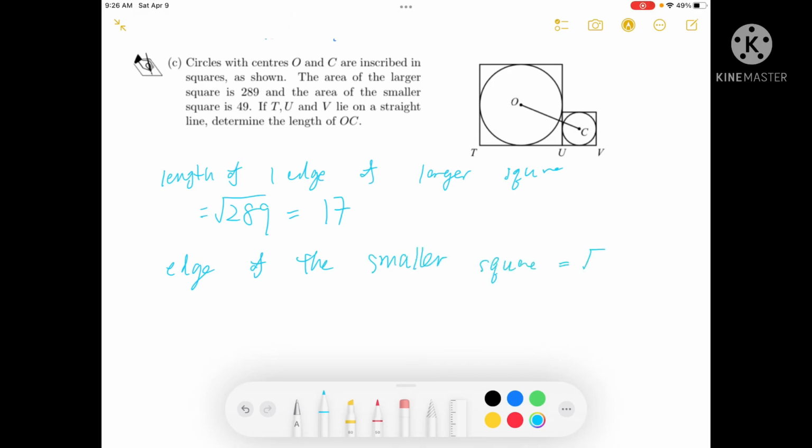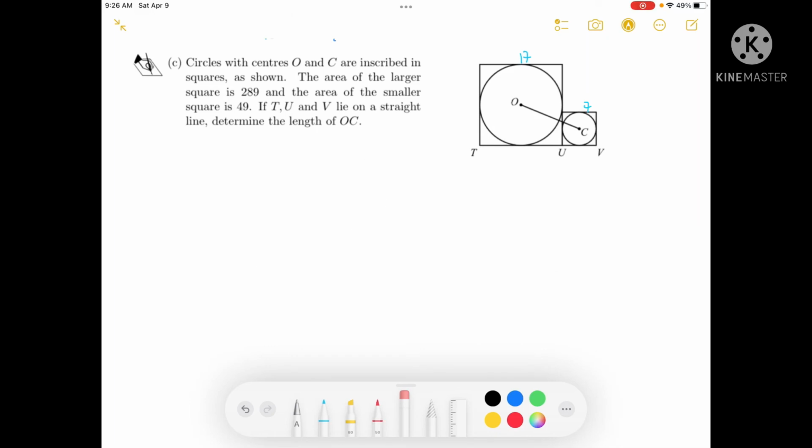I'll just write these proofs in case we need to write them for the contest, but for now I can erase them so we don't run out of space. Because each edge of the square has a length of 17, the diameter of this circle is 17, so the radius is equal to 8.5. Similarly, over here, the radius is equal to 3.5.